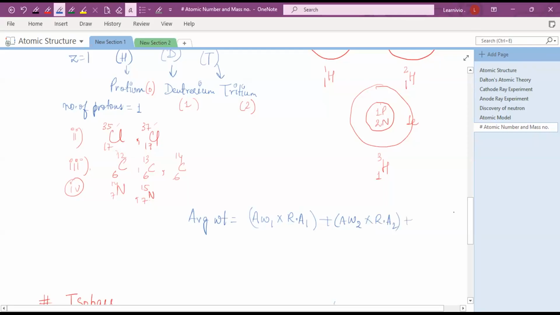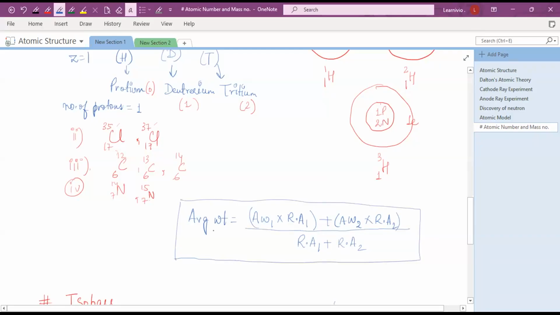However many isotopes are given, you have to just multiply the atomic weight by its relative abundance and add them up, right? So here I'm taking the example of chlorine, which has two isotopes. We take AW1, the atomic weight of the first, into its relative abundance, plus the atomic weight of the second into its relative abundance, divided by the sum of their relative abundances, RA1 plus RA2, right? So this is the formula to calculate the average weight of isotopes.